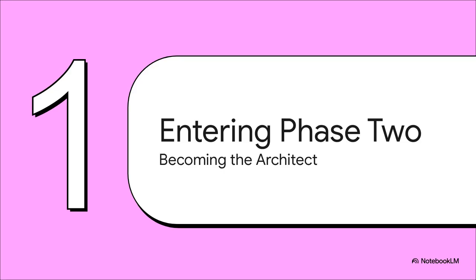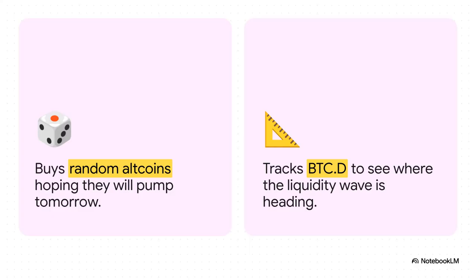Section 1, entering Phase 2, becoming the architect. Like we said, it's time to take those training wheels off. Think back to what we've already conquered together. On Day 91, you mastered tokenomics. On Day 92, you learned how to track on-chain whale movements. You've got the building blocks down. Right, but Phase 2? Phase 2 is all about seeing the entire board. You've mastered the pieces. Now you need to understand the invisible currents pushing them around.